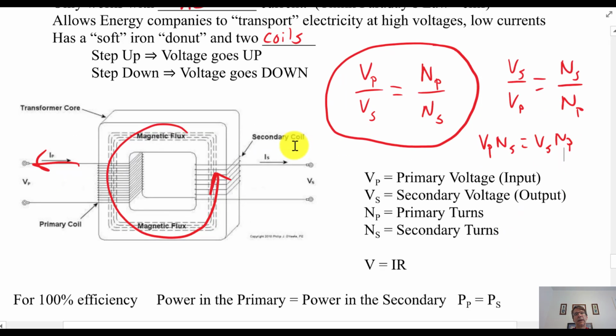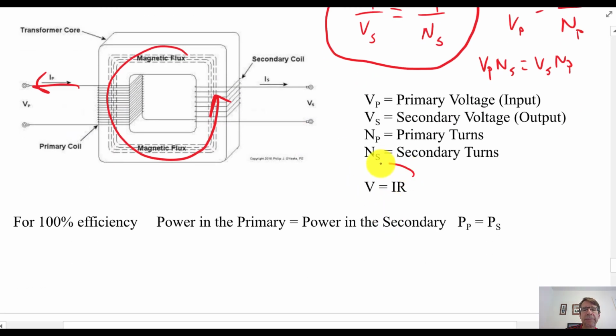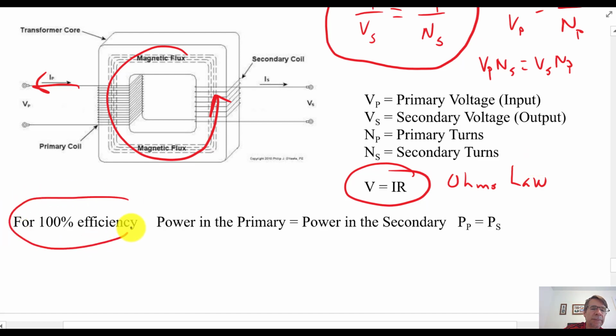Okay. Now, Ohm's law still is in play. That's Ohm's law: V equals IR. And if you have 100% efficiency, we'll talk about efficiency, and a lot of transformers are close to that. They're in the 90s, because you want efficiency. If you don't have efficiency, then you lose energy, and it costs them more to get electrical energy to your house, and it costs you more, or they lose money. But what's also true is the power in the primary equals the power in the secondary.